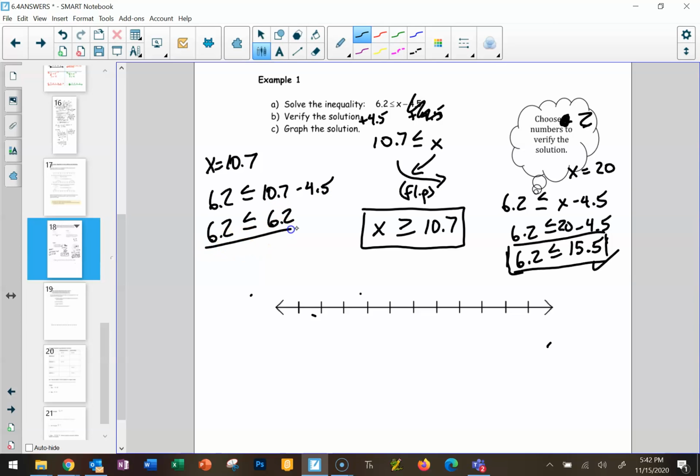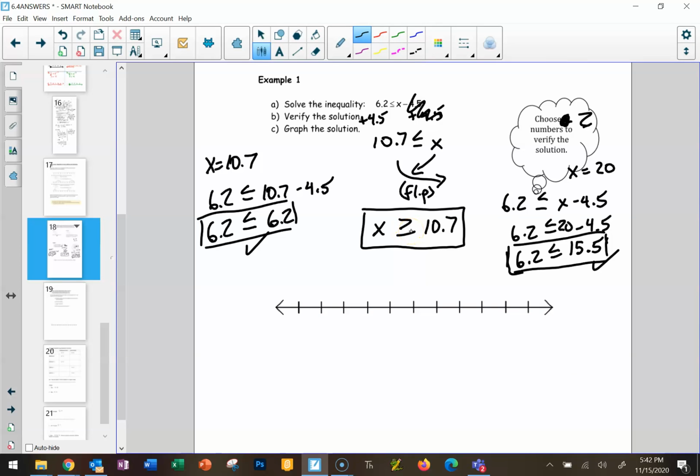So this statement is still true because 6.2 is equal to 6.2, so that's still true. So I checked two values that were greater than or equal to 10.7, and they both checked out fine, which means I've verified it, and now I'm probably pretty comfortable putting it on my number line.